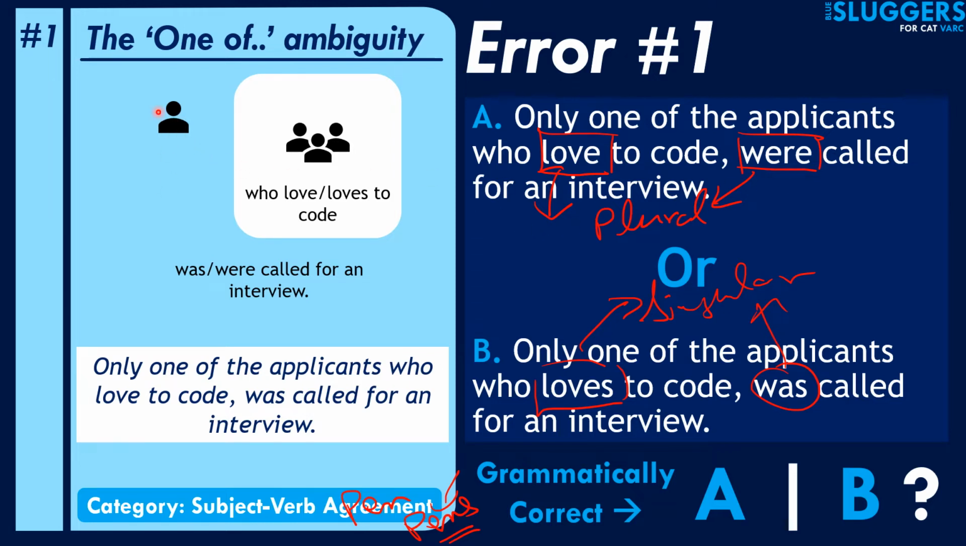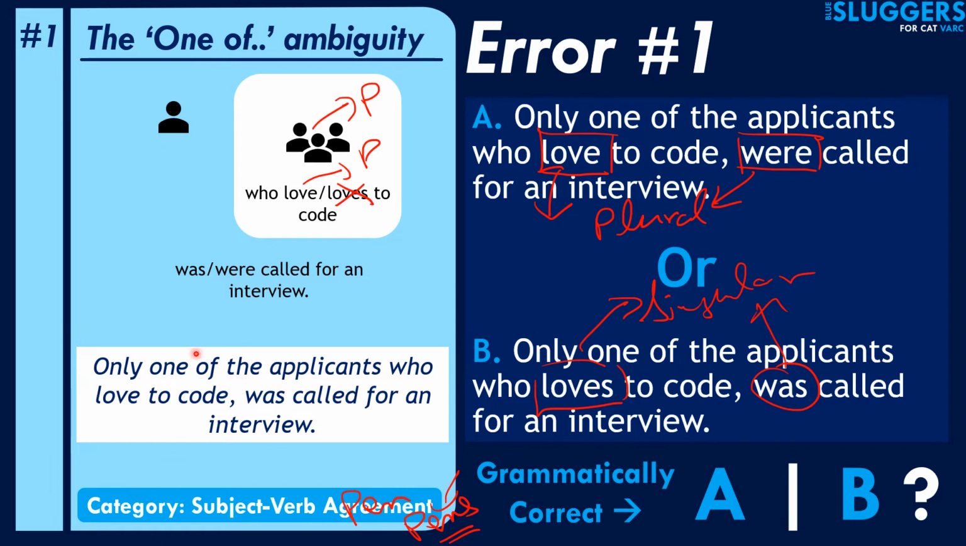That means only one of the applicants who love to code, right? So for the verb love or loves, the apt subject here is not only one. The apt subject here is the applicants who love to code. And applicants, we know, is plural in nature, and hence the verb that should be used here should also be plural in nature. And hence you cannot use loves here. The correct verb here will be love.